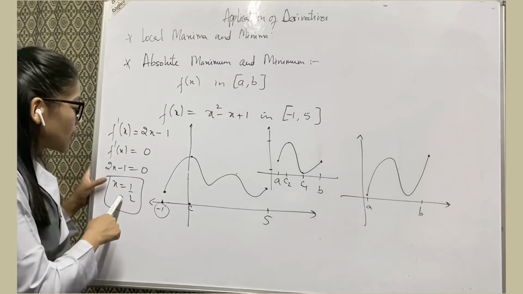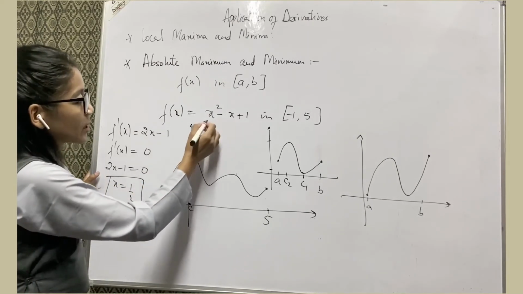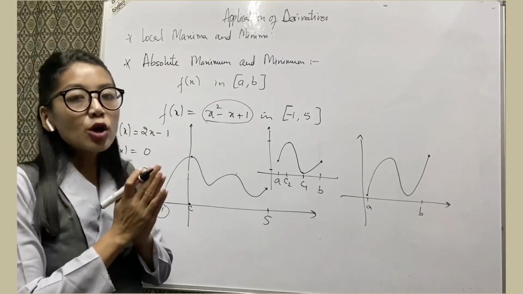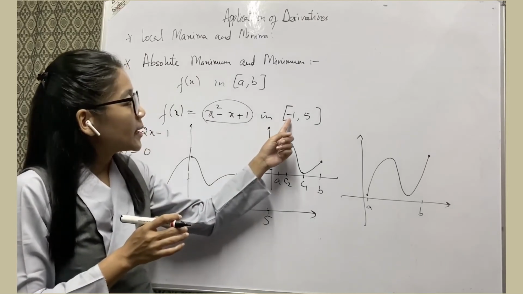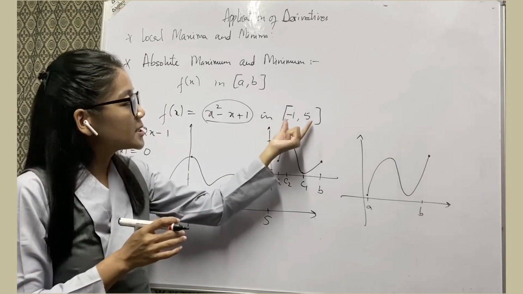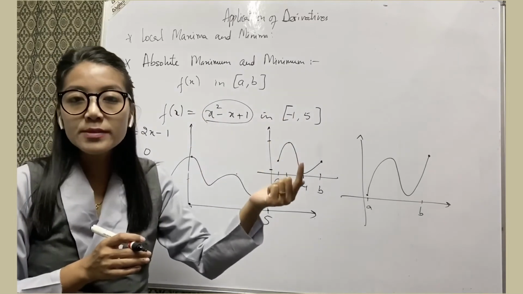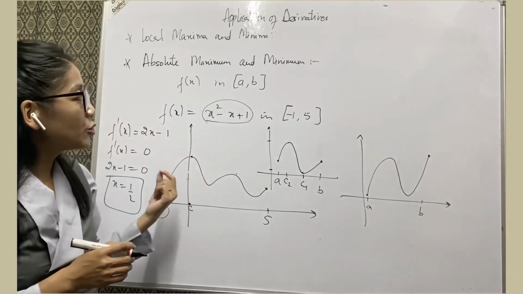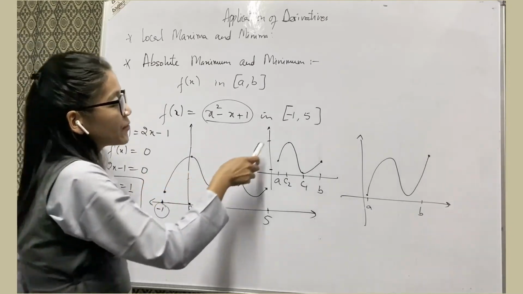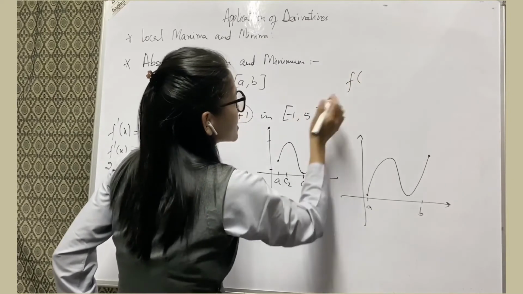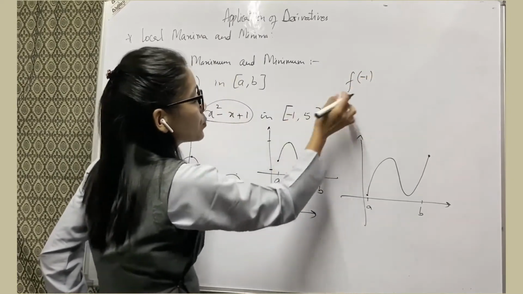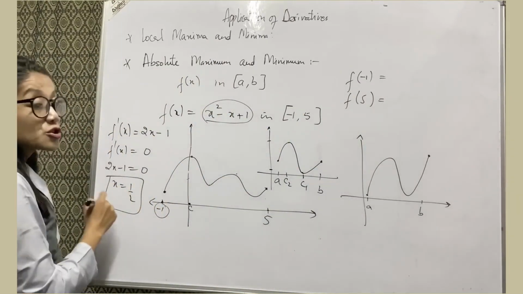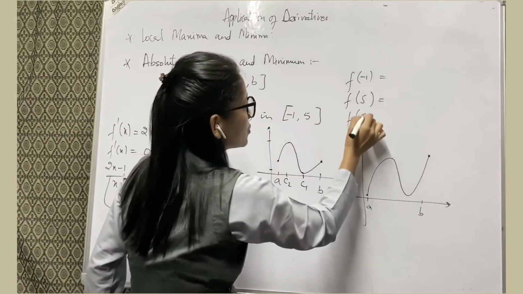Now you have to find the absolute maximum and absolute minimum. It is not possible to substitute each of the real numbers in this interval and see which is the maximum value and which is the minimum value. That you cannot do. So what you will do is find the function values at the two extreme points, f of -1 and f of 5, and then find the function value at the critical point, whatever critical value you get.